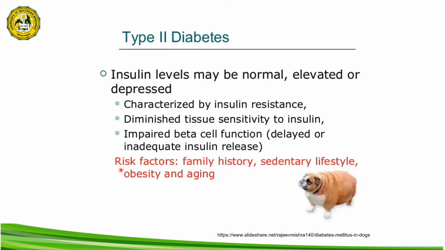These are the risk factors associated with type 2 diabetes. Number one is the family history. A sedentary lifestyle, or an inactive lifestyle, could lead to type 2 diabetes, as well as obesity and aging. So type 2 diabetes is more common in individuals having a sedentary lifestyle, overweight or obese, and older patients.